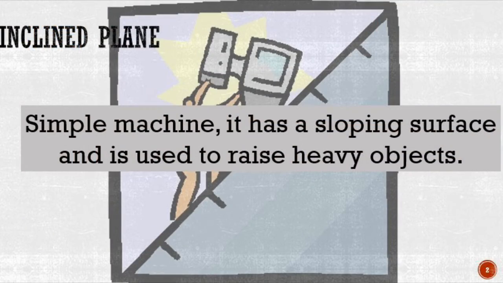So we decided to confirm the inclined plane equation or law. First of all, an inclined plane is a simple machine which has a sloping surface and it is used to raise heavy objects. Inclined planes connect a lower level to a higher level and they make work easier. Work is when you apply a force, a push or a pull, and it moves an object.